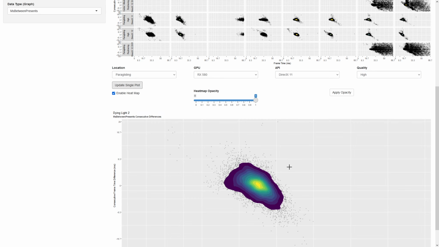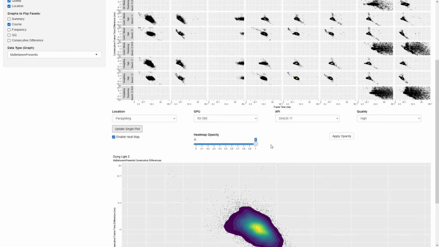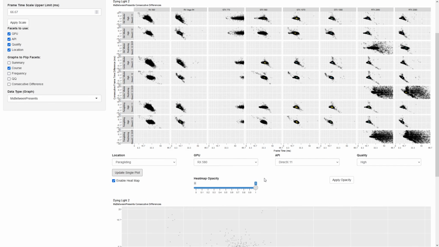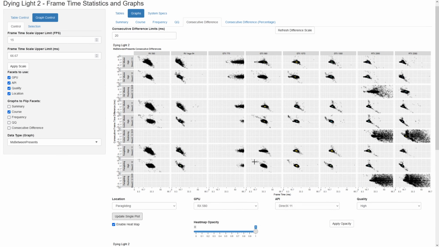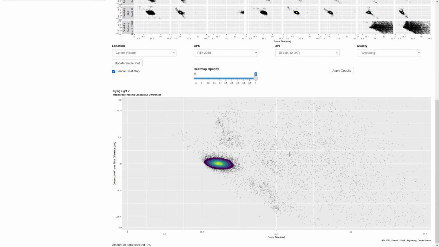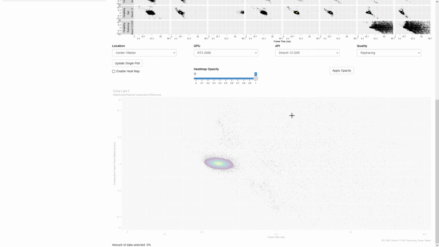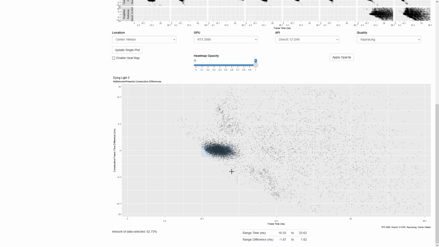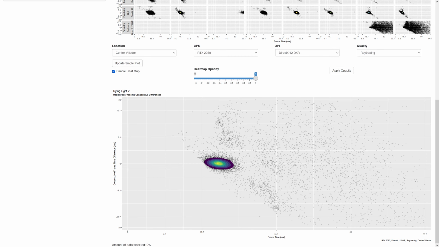Although that does also show that the RX 580 is getting old, but you can still tweak settings and get some pretty good performance out of it, and a lot better than at lower settings. But with the ray tracing stuff, even the mighty 2080, this is still not that good. Yeah, we have some black there, but let's see how much data that actually is. That's only 62% of the data, so not even quite two thirds. And this is still larger.